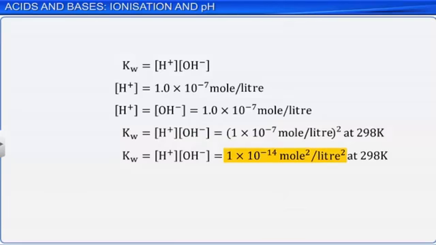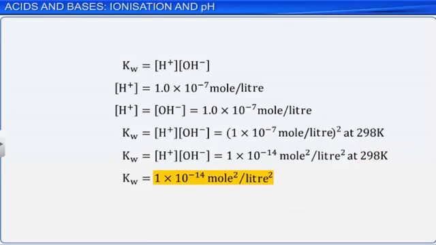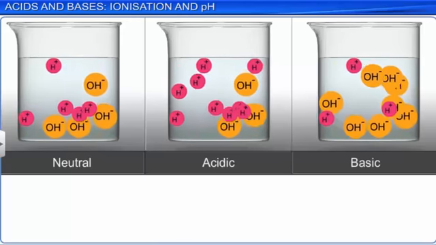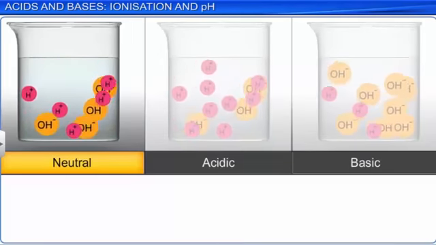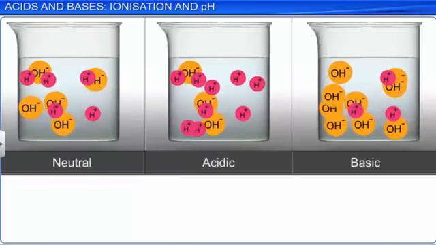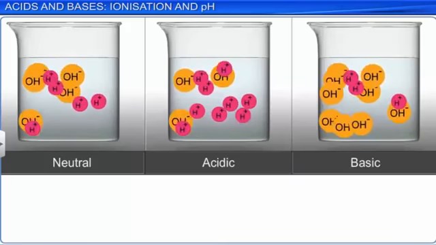This is equal to 1 multiplied by 10 to the power of minus 14. Hence, the value of the ionic product of water at 298 Kelvin is equal to 1 multiplied by 10 to the power of minus 14 moles square per liter square. It must be remembered that Kw, being the equilibrium constant, depends on temperature. The aqueous solutions of various substances can be divided into neutral, acidic or basic, depending upon the relative amount of H+ and OH- ions.